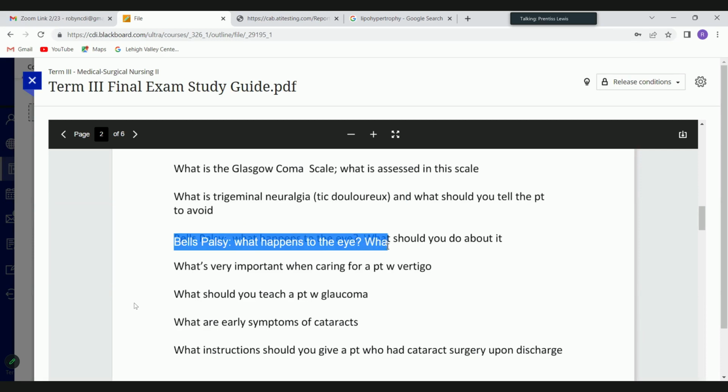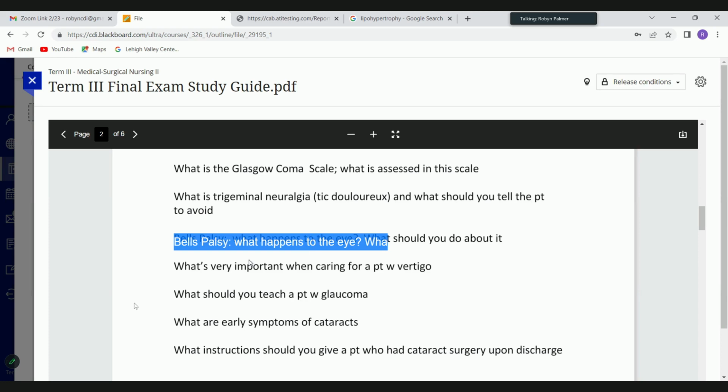Bell's palsy. What's this? Like paralysis of the face. Paralysis of the face, right? From a paralysis of a cranial nerve, right? What happens to the eye? One side of the eye's open, it doesn't close, right? Because everything's paralyzed. You have Bell's palsy. There's a palsy, so you can't really blink. You can't protect your eye. So sometimes we have to put drops in the eye. Sometimes people will close their eye and put an eye patch on it.